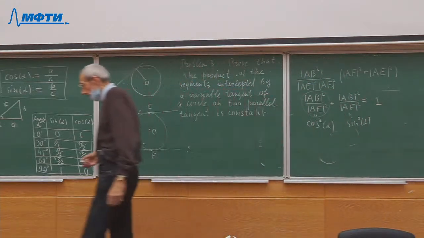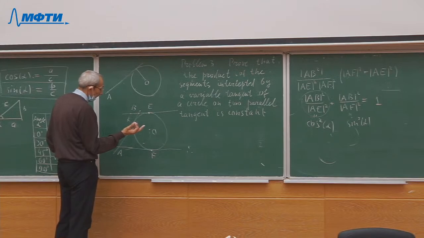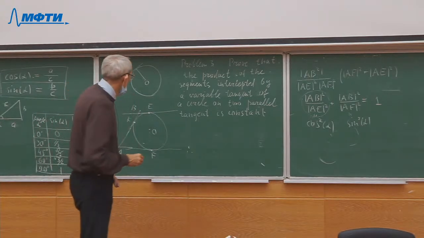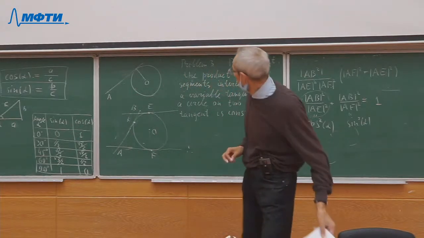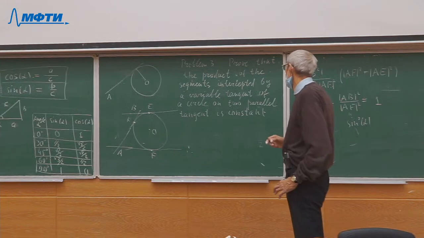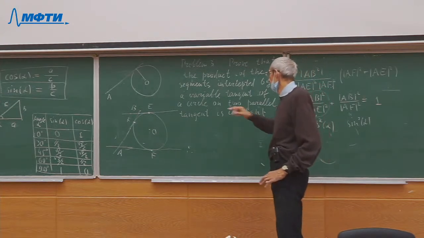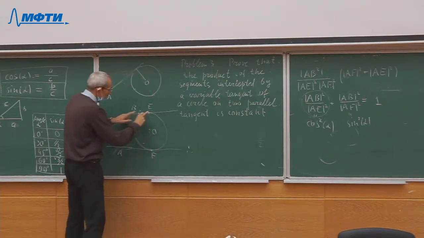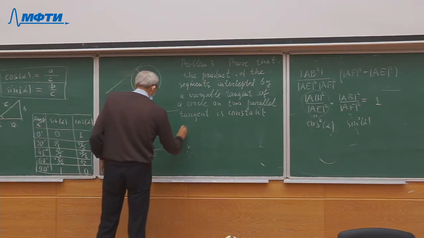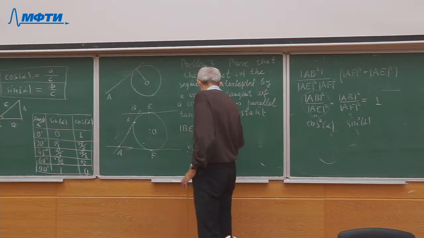And what do we prove? The product of this length and this length is a constant. By a variable tangent, prove that the product of the segments intercepted by a variable tangent of a circle on two parallel lines, this and this, the product of BE and AE, is some constant.